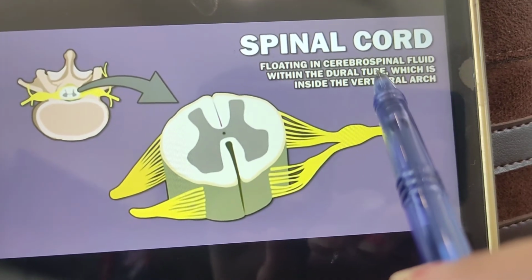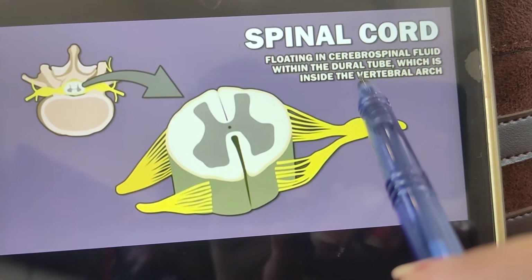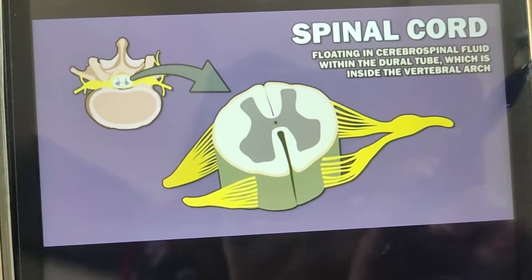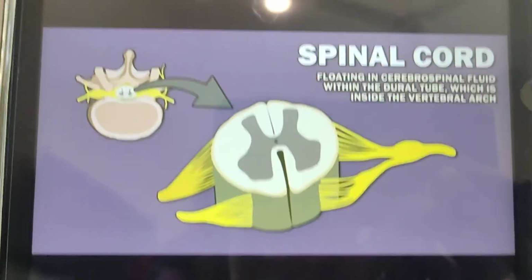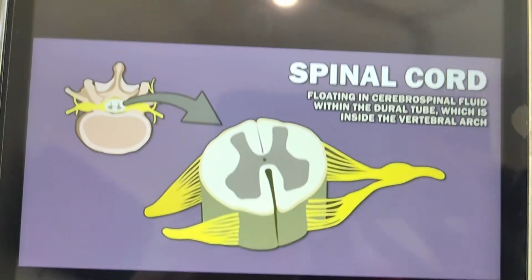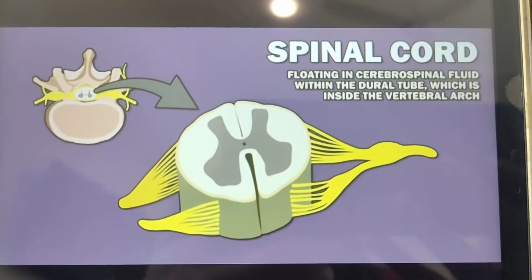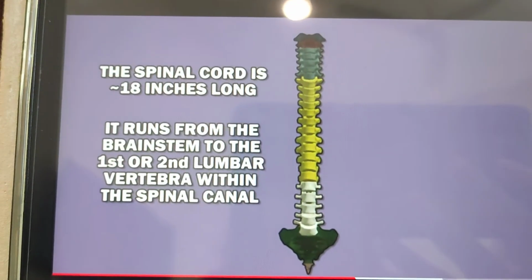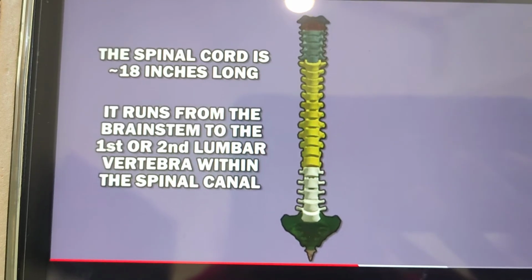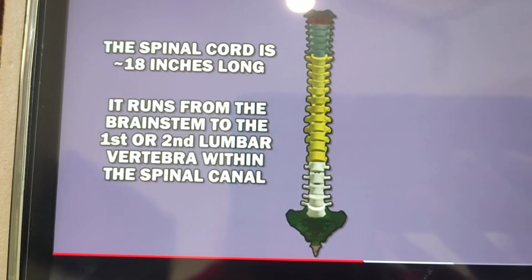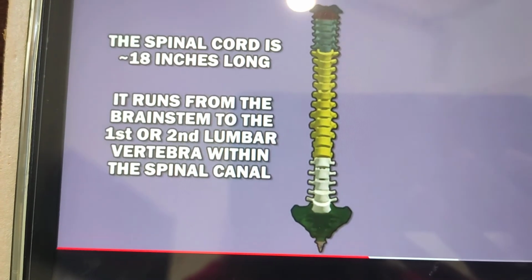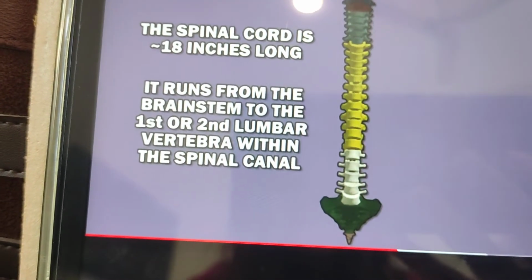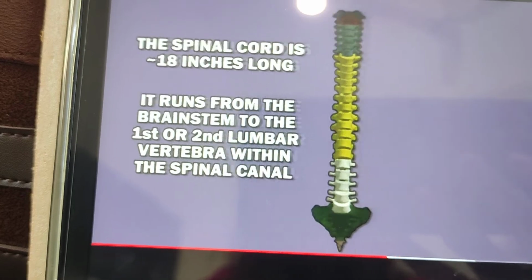Spinal cord is floating in the cerebrospinal fluid within the dural tube which is inside the vertebral arch, and in the vertebral column it passes through the vertebral foramens, and those vertebrae protect the spinal cord from injury. The spinal cord is 18 inches long and it runs from the brainstem to the first or second lumbar vertebra within the spinal canal. So remember, at the level of L1 and L2 the spinal cord terminates.